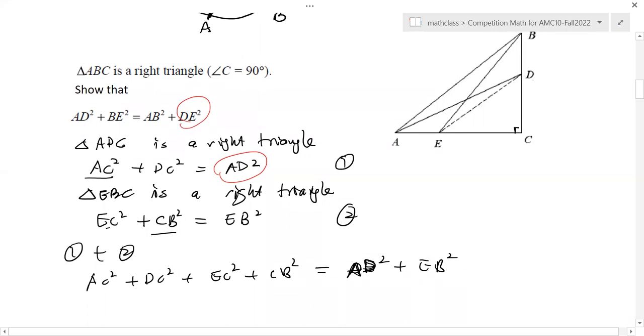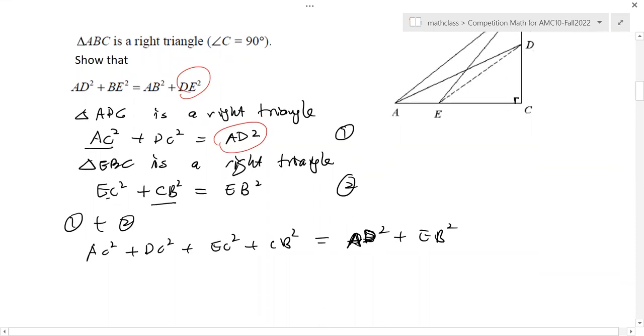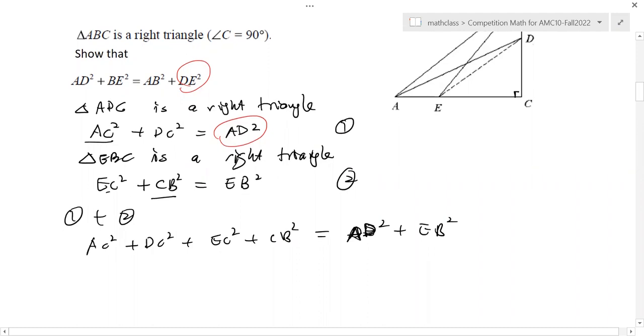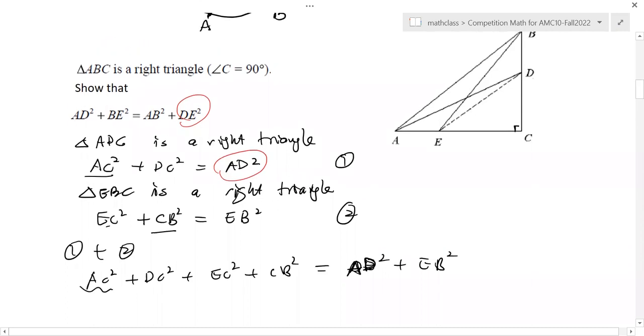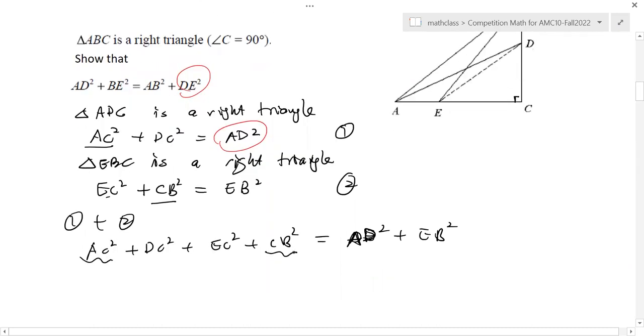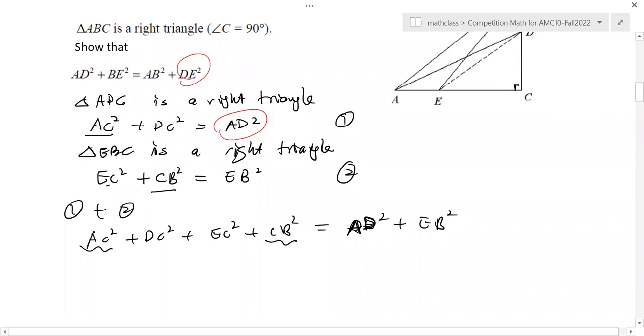Yeah, because we're looking at triangle ADC, that's right. All right, so when you look at this two, right? And then you will see that AC plus BC, right? That gives the AB squared, okay? That gives the AB squared.